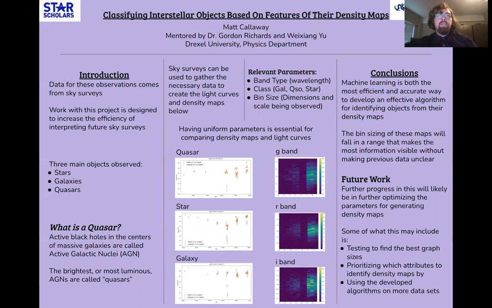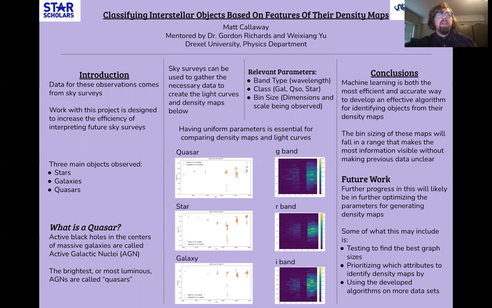So to start off, data for these observations comes from sky surveys, which are a medium for gathering astronomical data from a bunch of telescopes. The purpose of this project is to increase the efficiency of interpreting these sky surveys, and the three main objects being observed and interpreted are stars, galaxies, and quasars.